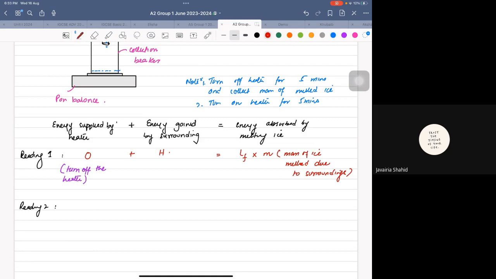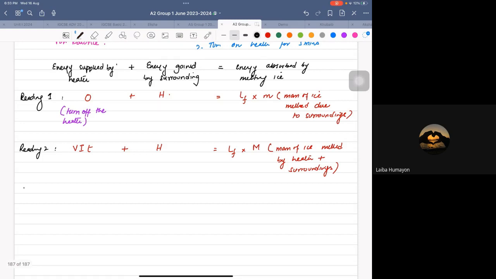So when you turn on the heater, obviously heater will take voltage, some current, and time, which is 5 minutes here. Also, it will gain the same amount of energy from the surroundings in this 5 minutes. This will now, if this is m, this is m, then this will give you LF times capital M. What is capital M? This is the mass of ice melted by heater plus the surroundings. Do you guys understand this? Yes.